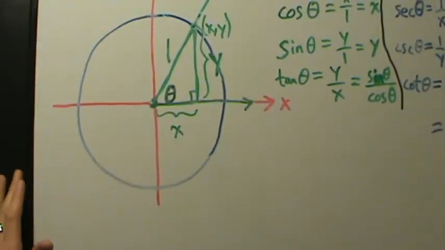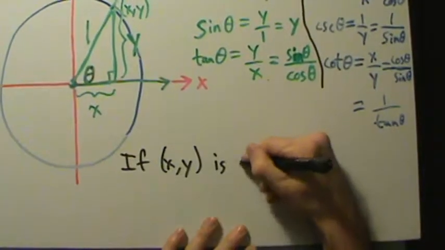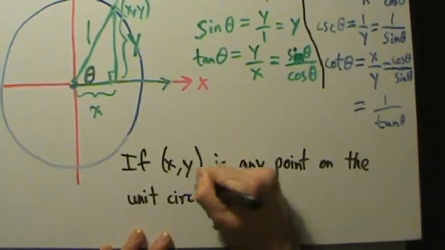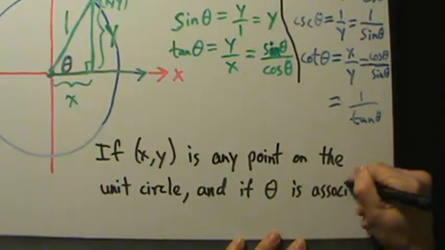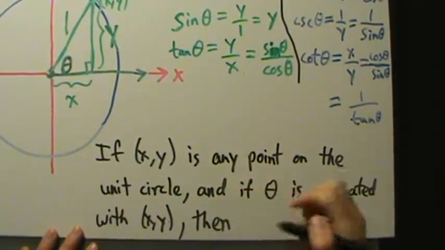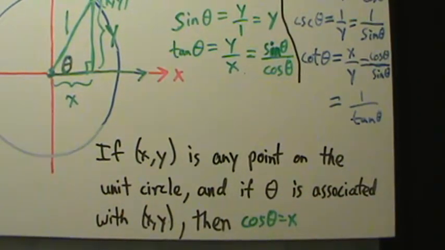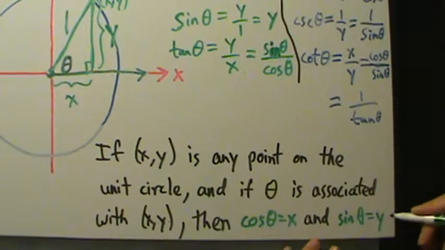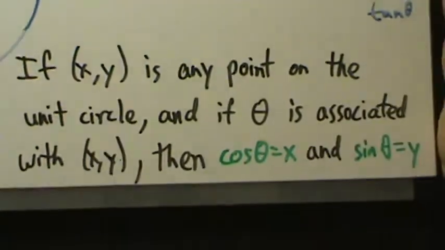Let's go ahead and write down that result here. If x comma y is any point on the unit circle, and if theta is associated with x comma y, then cosine theta equals x, and sine of theta equals y. In other words, cosine of theta is the x-coordinate and sine of theta is the y-coordinate. So this is really huge right here. This is very important. We're going to use this concept in a lot of later videos.